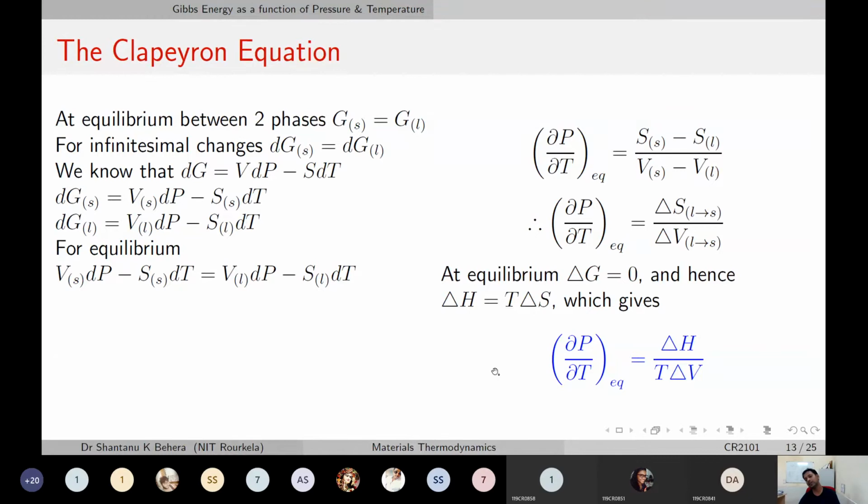Okay, this is the Clapeyron equation, and this can actually give you a lot of clues about what happens in solid-liquid phase transition in any system for that matter, and how that can be represented in phase diagrams. We'll talk about some of these things.